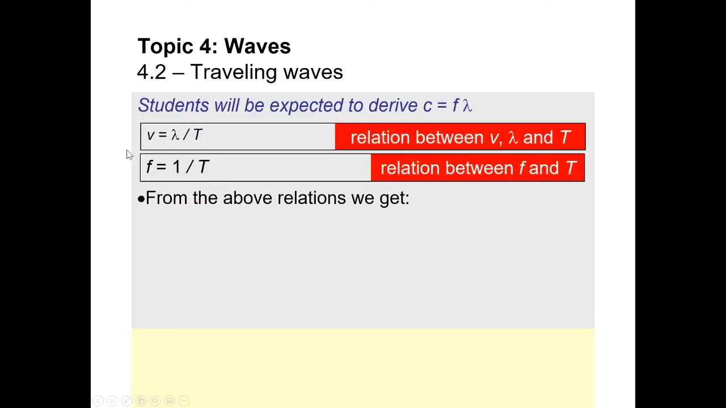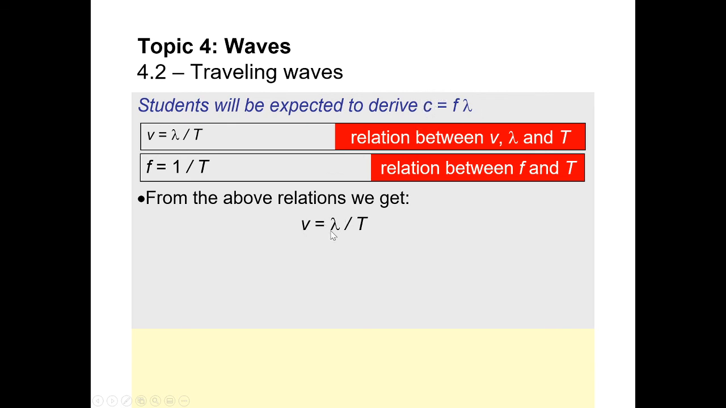All right, so we have v is equal to lambda over T. This is the first formula we saw. We saw f is equal to 1 over T. And then from those two, we're going to derive the formula on top in blue. Very similar to this, just without the c, we're going to put a v.